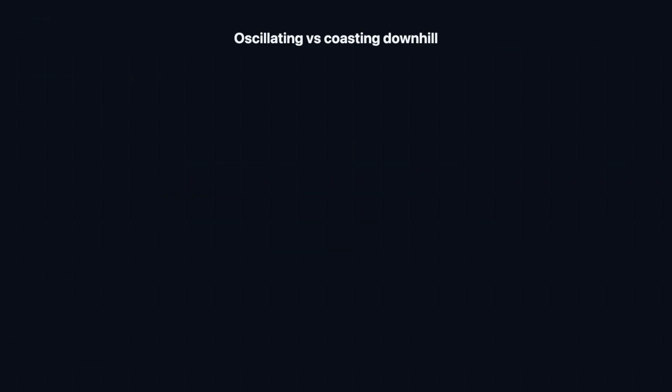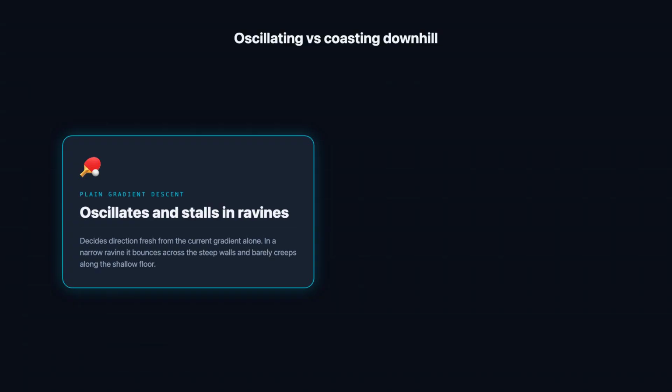First, let's feel the difference momentum actually makes. Plain gradient descent decides its direction fresh at every point, using only the current gradient. In a narrow ravine, that is a disaster. It oscillates hard across the steep walls. The sideways steps nearly cancel out, and progress along the shallow floor slows to a painful crawl. It also stalls on flat spots, where the gradient goes almost silent.